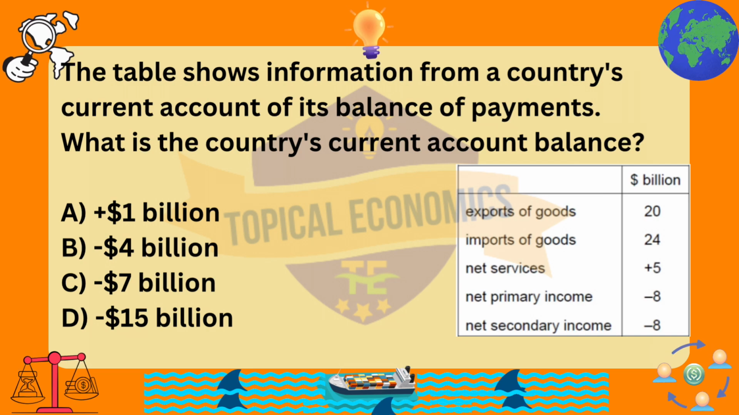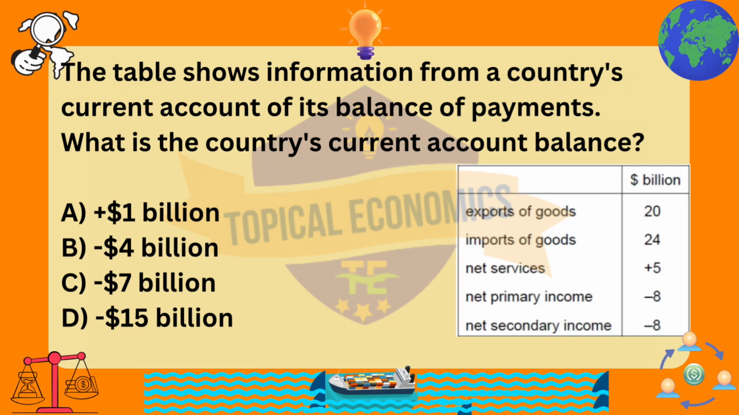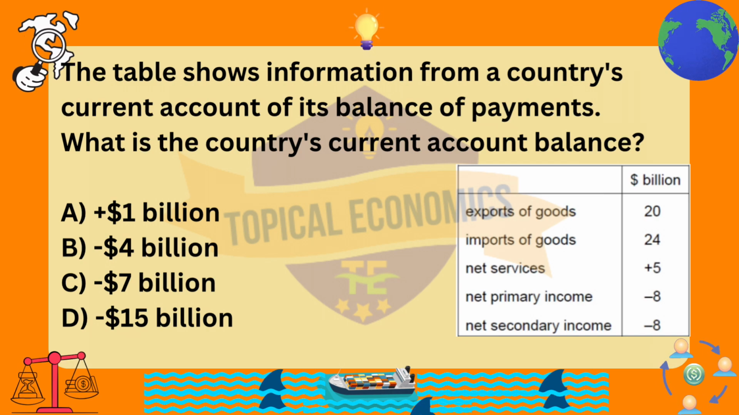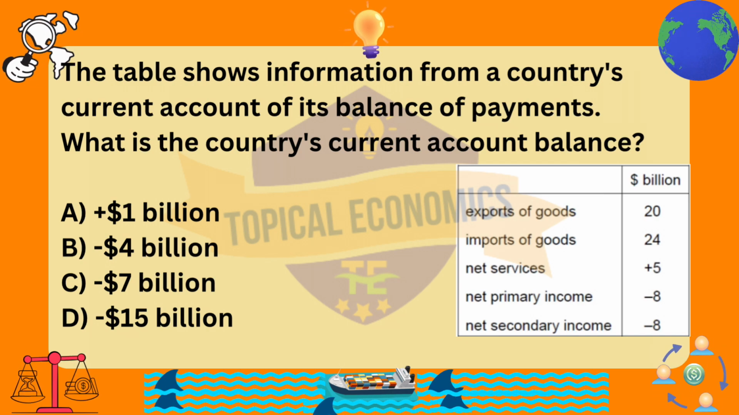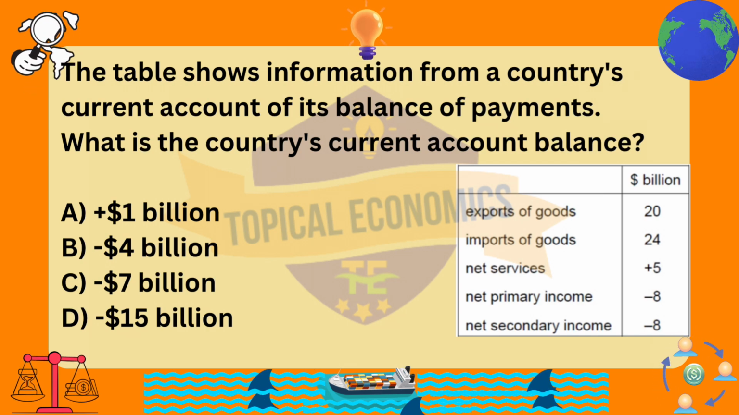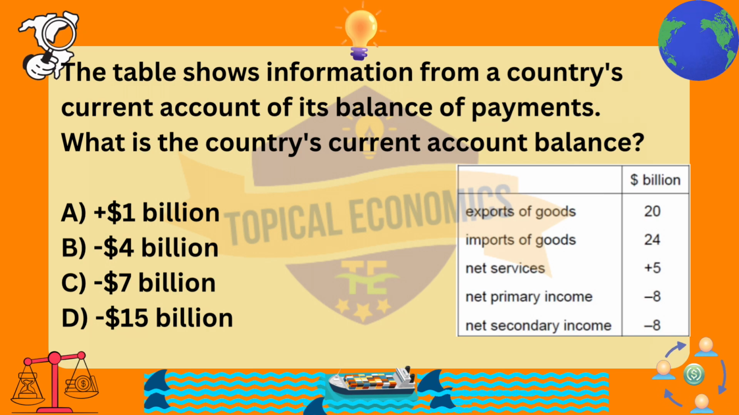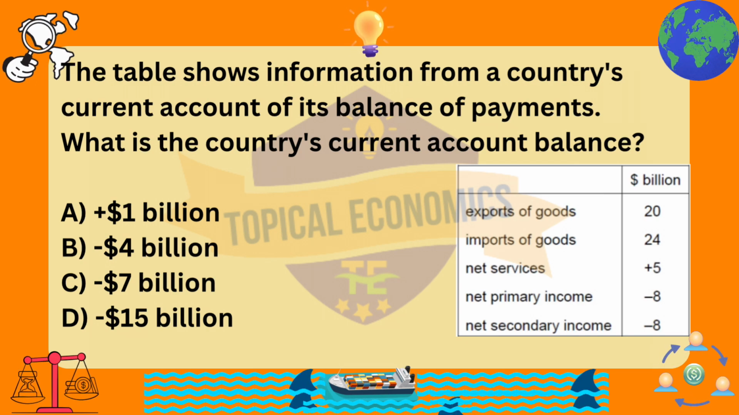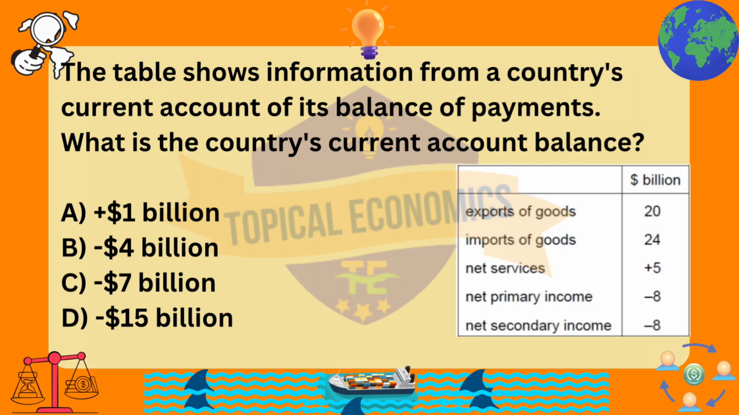The table shows information from a country's current account of its balance of payments. What is the country's current account balance? A. Plus $1 billion. B. Minus $4 billion. C. Minus $7 billion. D. Minus $15 billion. Reference, 2020 October, November version 1. The correct answer for this question is option D.